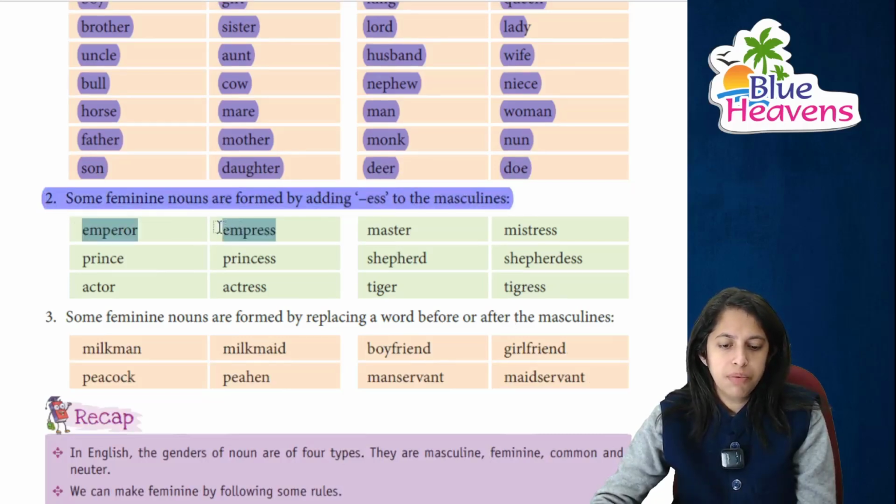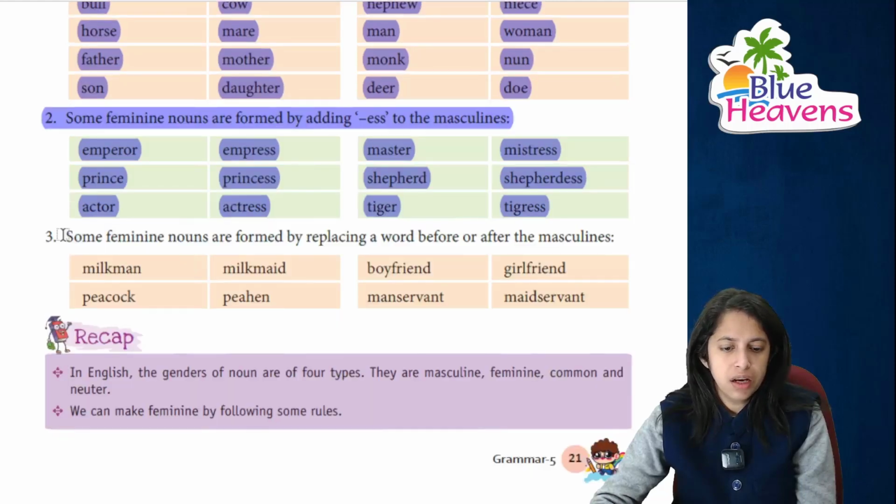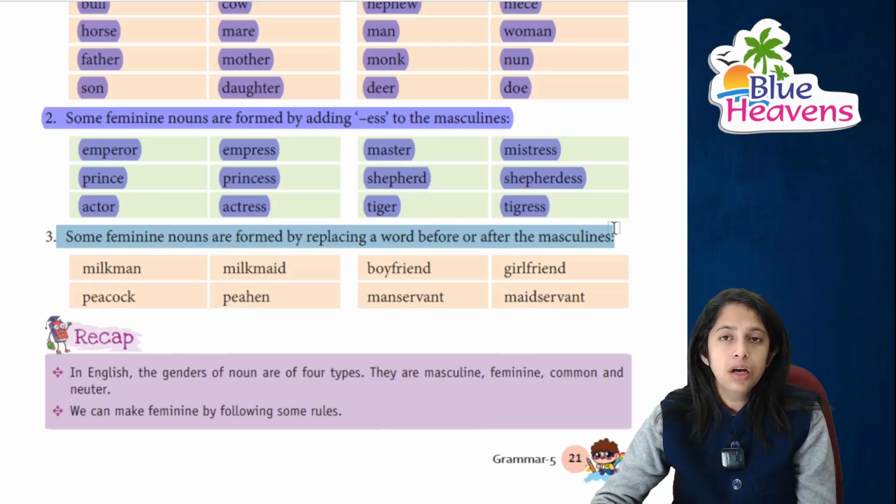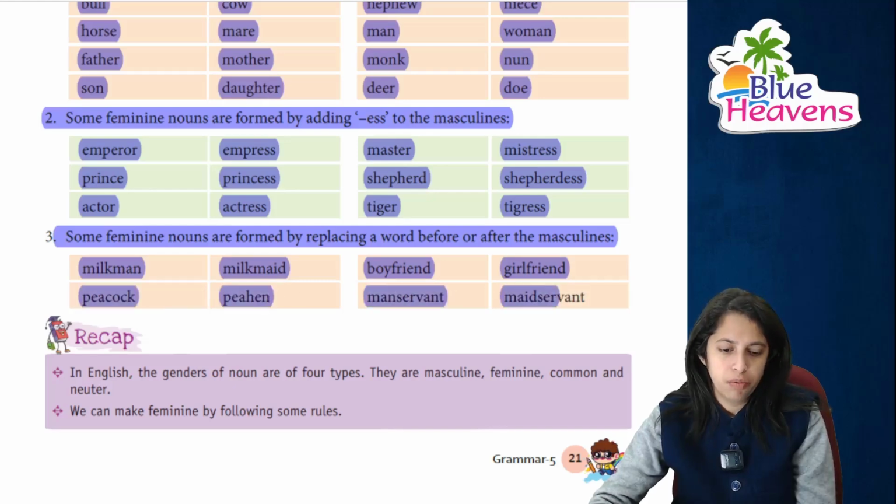जैसे कि emperor का empress, देखिए ये O को हटा के RESS, right? Master का mistress. Prince का it's princess. Shepherd का it's shepherdess, right? Then it's actor का actress, and tiger का tigress, right? कुछ feminine nouns होते हैं, they are formed by replacing a word before and after the masculine, right? Milkman का milkmaid, boyfriend का girlfriend, peacock का peahen, and manservant का maidservant, right?